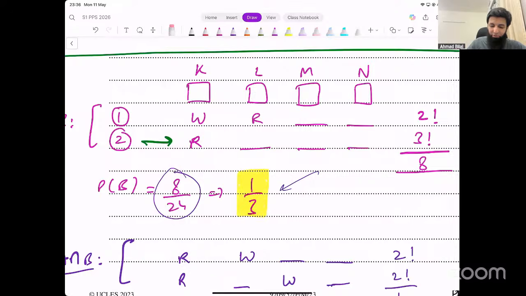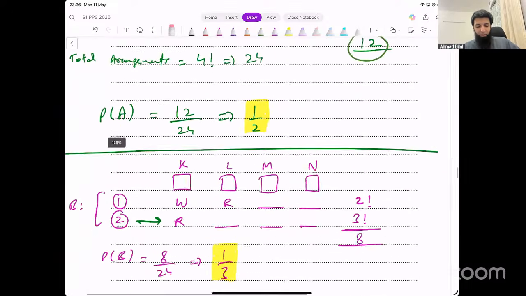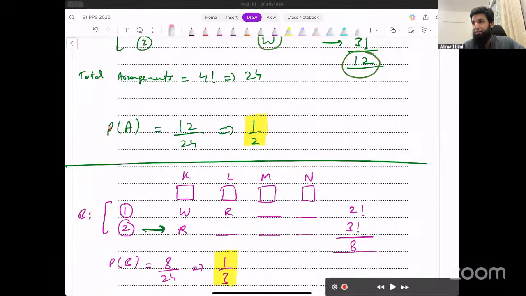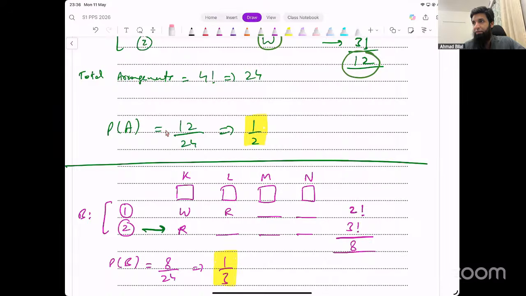ये आपके पास ये वाली probability आ गई. A की probability भी आ गई और B की probability भी आ गई. ये दो हमें find करनी थी. अब हमें फिगर आउट करना है इंटरसेक्शन की प्रोबेबिलिटी. इंटरसेक्शन की प्रोबेबिलिटी वो कैसे आएगी? लेट्स फिगर दैट आउट.